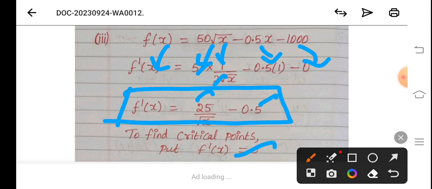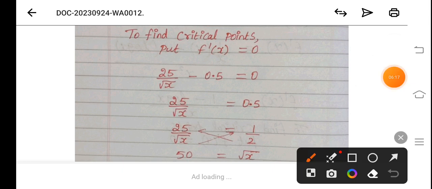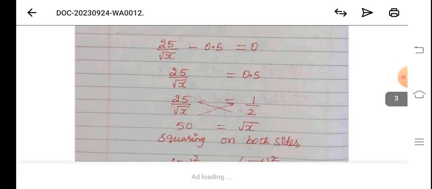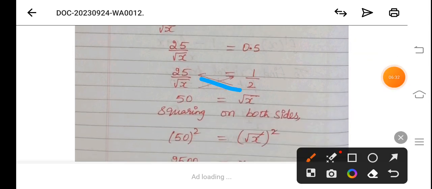To find the critical points, you have to do f dash of x equals to 0. So 25 by root x minus 0.5 equals to 0. Minus 0.5 goes to the other side as plus 0.5. So 25 by root x equals to 0.5. We may write 0.5 as 1 by 2 also, children. So when we cross multiply, 25 twos are 50, and 50 equals root x.